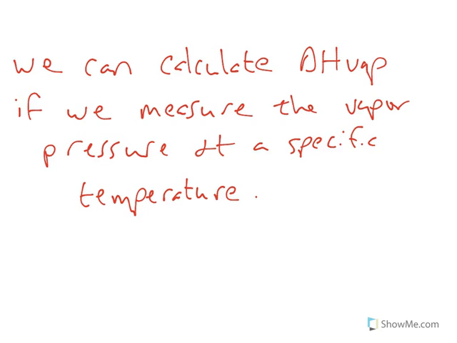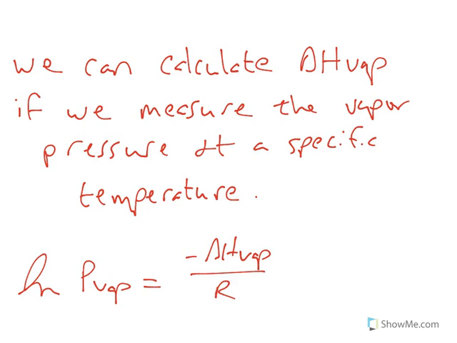So just to recap what that equation looks like again: ln of P vap equals delta H vap over R times 1 over T plus C.